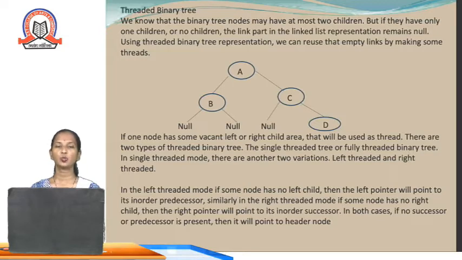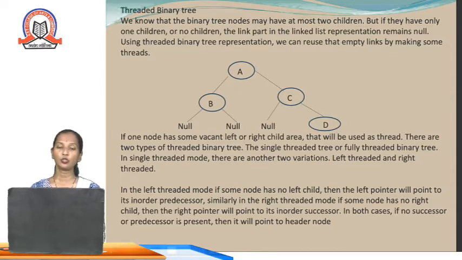So the solution to this problem is given by the concept of threaded binary tree, where the null locations are going to be storing the addresses of one of the traversals that we are going to use. That will be either in-order traversal, pre-order traversal or post-order traversal. So if one node has some vacant left or right child area, that will be used as a thread.